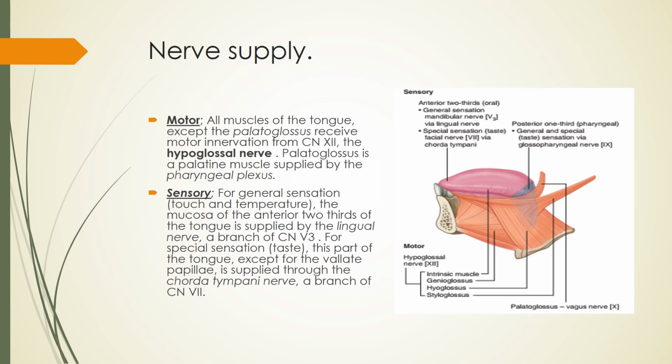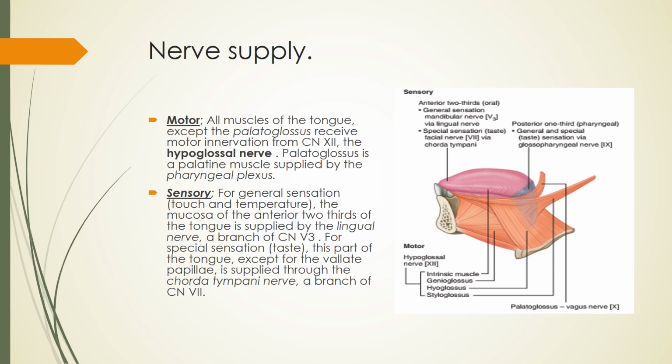The next is nerve supply of the tongue, motor as well as sensory. All the muscles of tongue except palatoglossus receive motor innervation from the 12th cranial nerve, that is hypoglossal nerve. Palatoglossus, which is a palatine muscle, is supplied by pharyngeal plexus. Then for the sensory innervation we divide it into general sensation and special sensation, that is taste sensation.